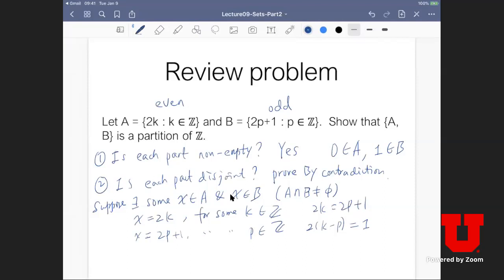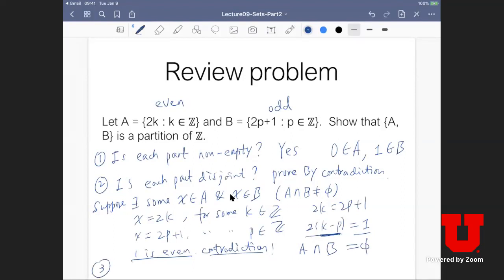So on the left-hand side, by the closure property, k minus p is an integer. So 1 is 2 times some integer. So it just says 1 is even, which is a contradiction. So that means there is no counterexample. That means the original statement is true. That is indeed A intersect B is empty.